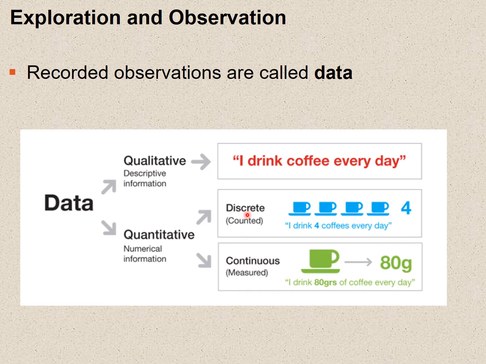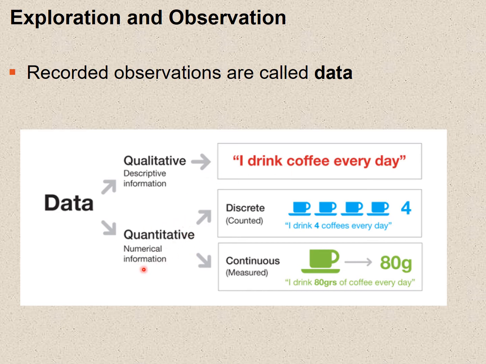Qualitative data is data that's more descriptive. Basically, there are no numbers involved, right? You can say that something is present or absent, but you can't say how much of it is present. So an example would be, I drink coffee every day. So that is data. Every day you record that you drink coffee.